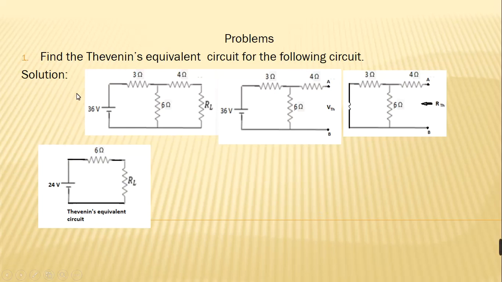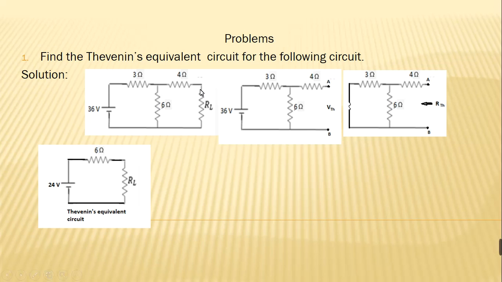The problem is like this: find the Thevenin equivalent circuit for the following circuit. So this is the given circuit. This is your two-terminal given network. We will follow the steps one after the other here. Let me repeat the points quickly once again.